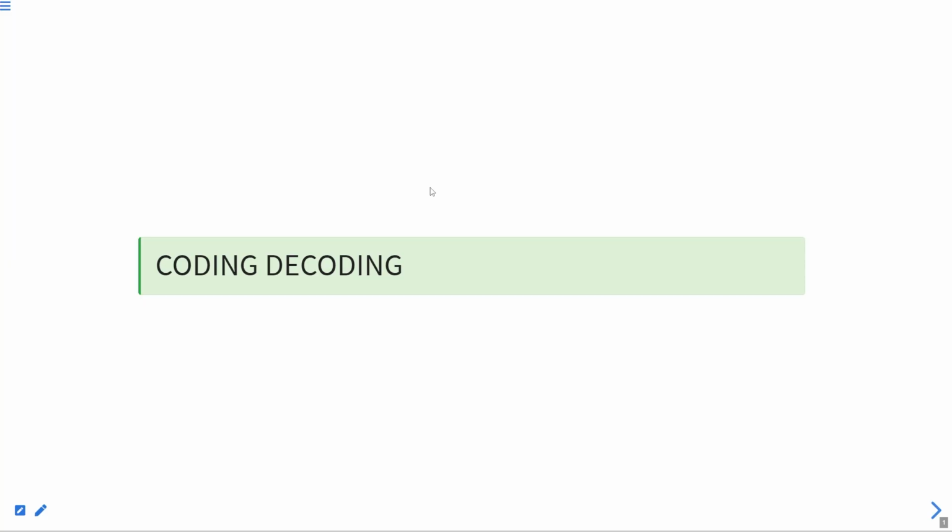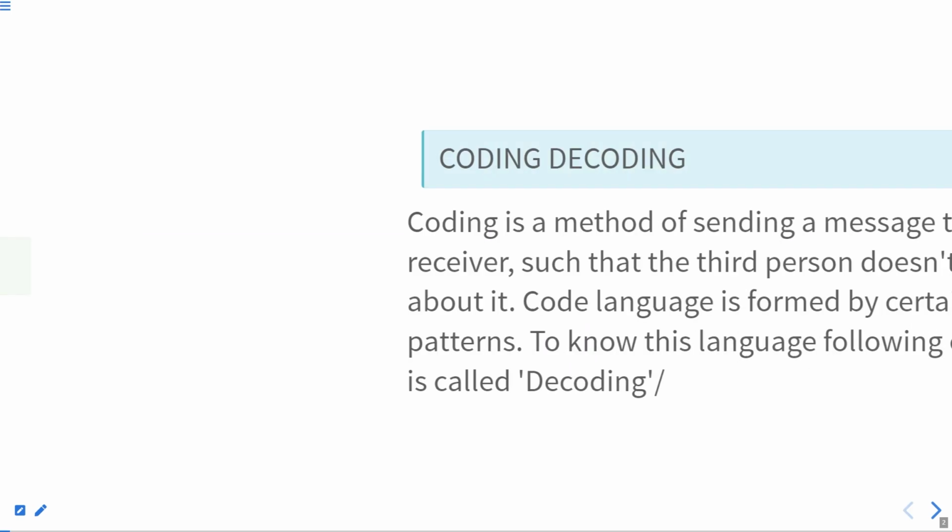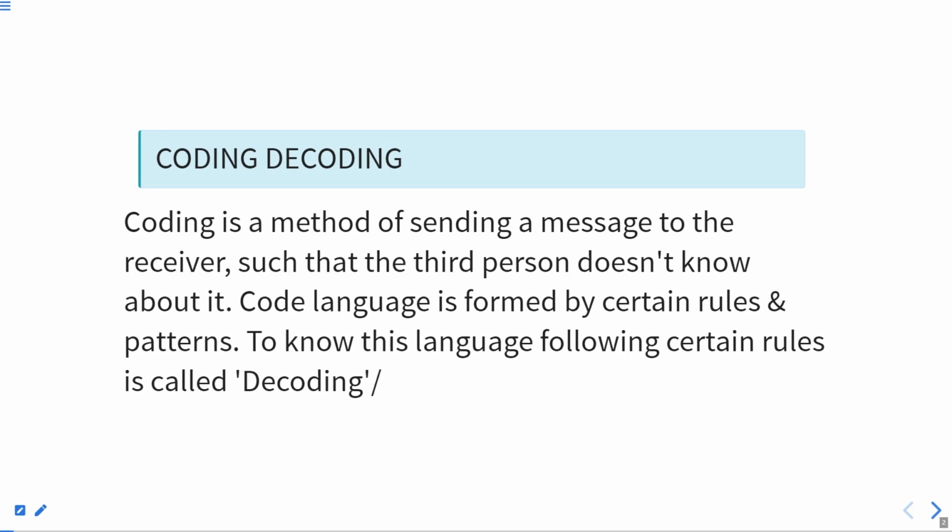Here we are going through a series of mental ability tests, and today we are going to deal with our second chapter, that is coding decoding. Here we are going to understand the basic concept behind the coding and decoding, and then we'll look at a few questions which cover almost everything and every kind of question that you are going to get during the exam. So we are starting with what exactly coding means.